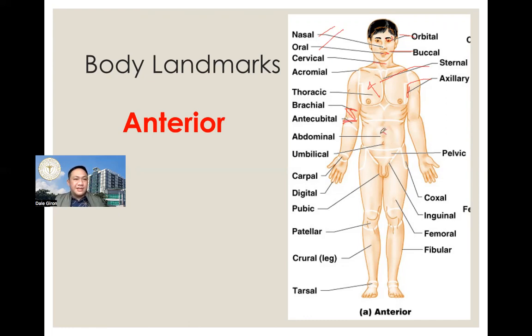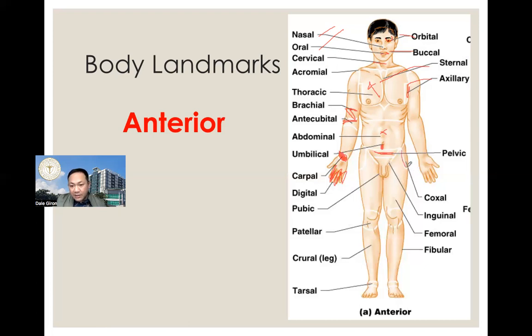Those are seen anteriorly. Umbilical area, where the umbilical cord was attached, that's the umbilical area. Pelvic area. Carpal area. That's where the common carpal tunnel is. If you are experiencing difficulty in flexing your fingers, usually your problem is carpal tunnel. So that is your carpal area. Digital are your fingers. There is a term for that, your phalanges. Those are your digits or digitals.